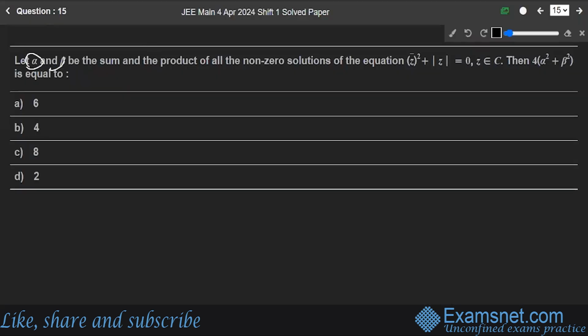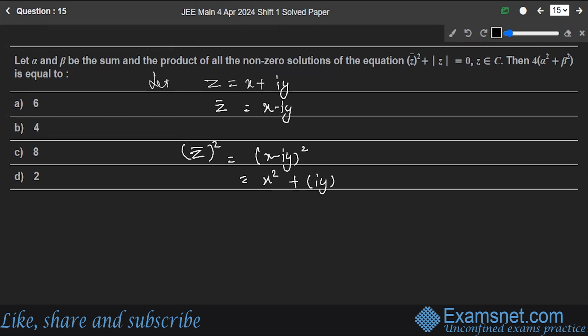Question number 15. Let alpha and beta be the sum and the product of the non-zero solutions for this equation, where z belongs to the complex numbers. You have to find out the value of 4 alpha squared plus beta squared. So first of all, let's say z is a complex number x plus iota y. What will be z conjugate? It will be x minus iota y. What will be the square of it? (x minus iota y) squared, x squared plus iota squared y squared minus 2xy iota. This is x squared minus y squared minus 2xy iota.